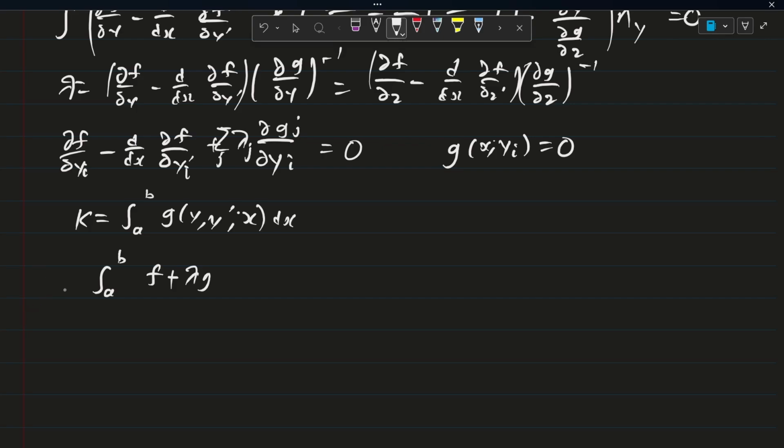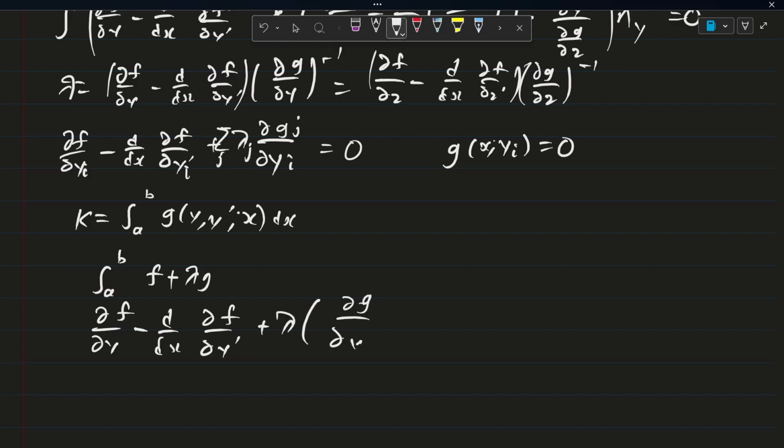So technically what you're trying to solve is just the partial f over partial y minus d over dx of partial f over partial y prime plus lambda of partial g over partial y minus d over dx partial g over partial y prime. So one example of using this type of equation is the Dido problem. So the Dido problem is basically if you have, let's say, a fixed amount of string and you want to maximize the area, you use this type of constraint and using this type of Euler's equation.